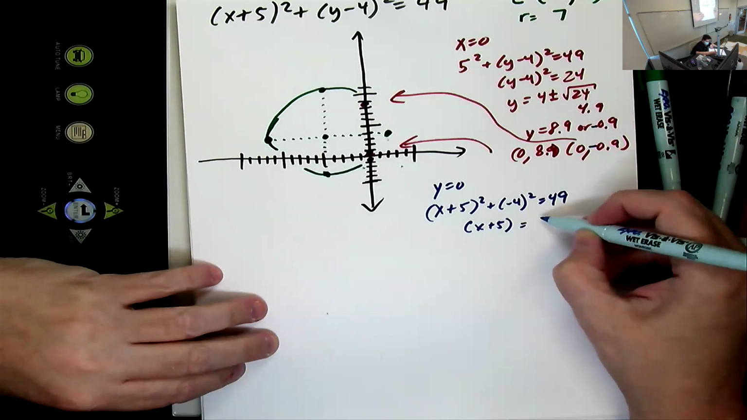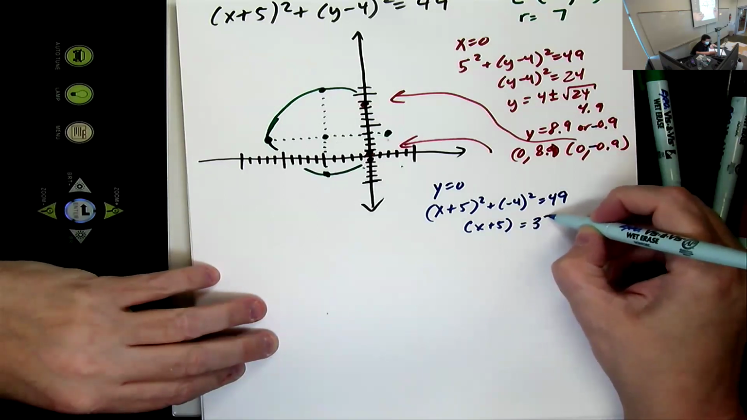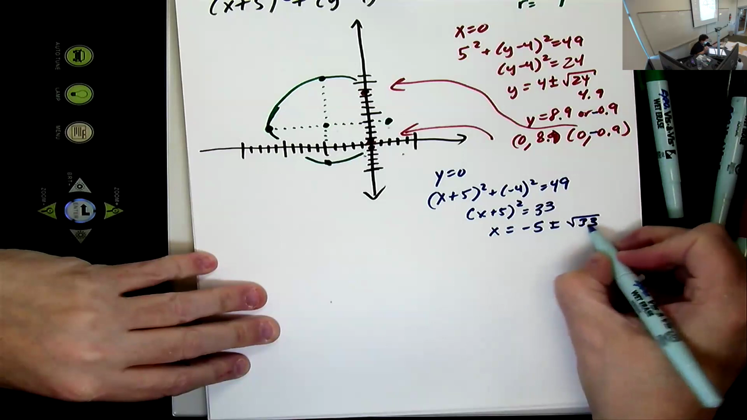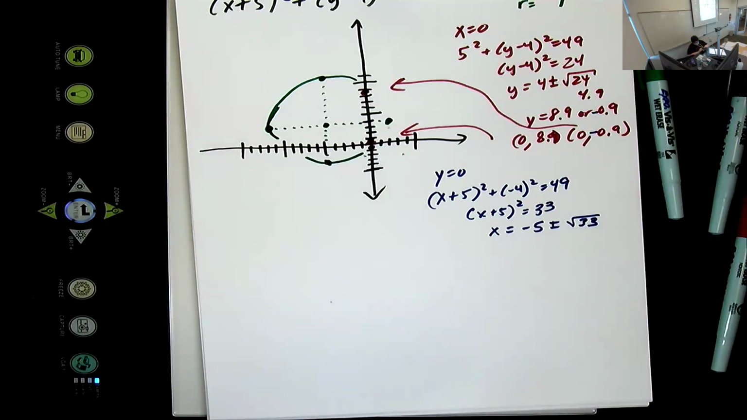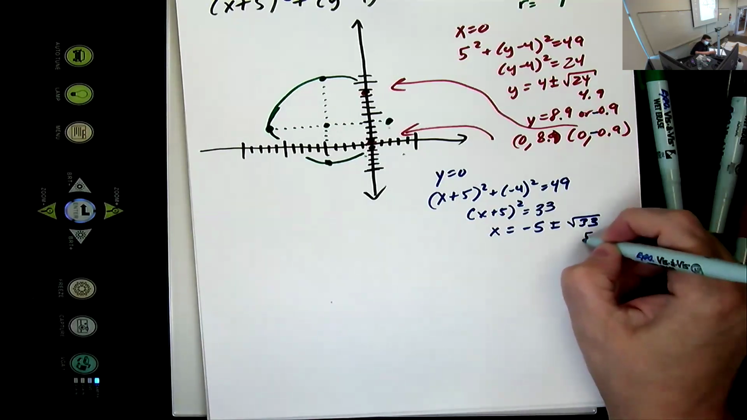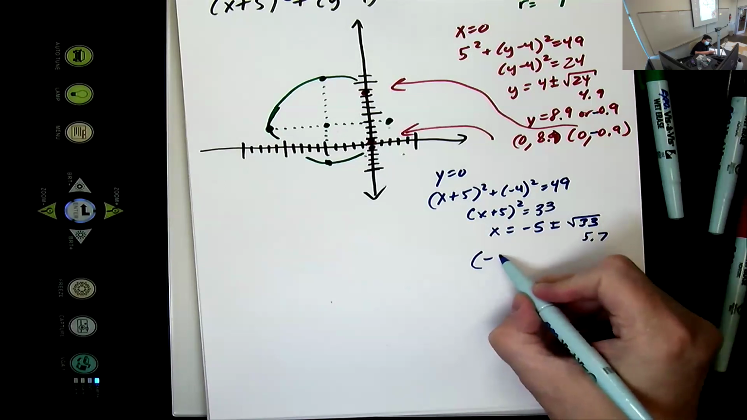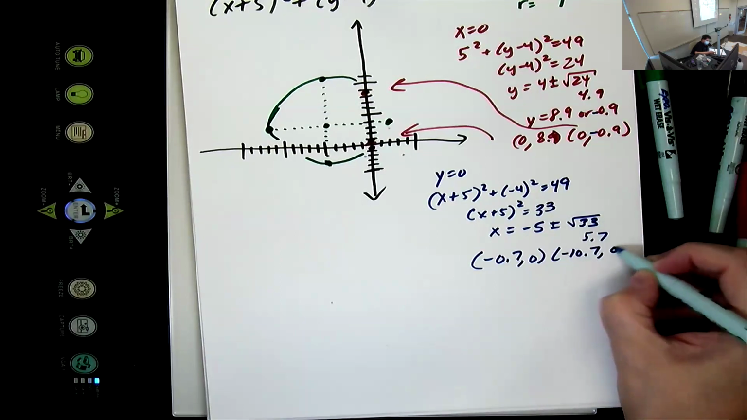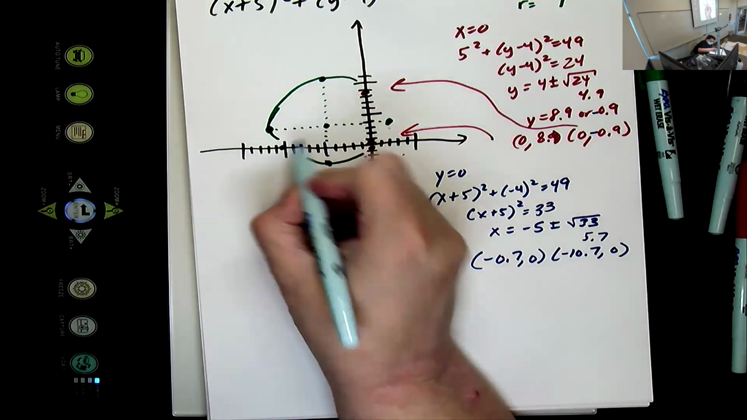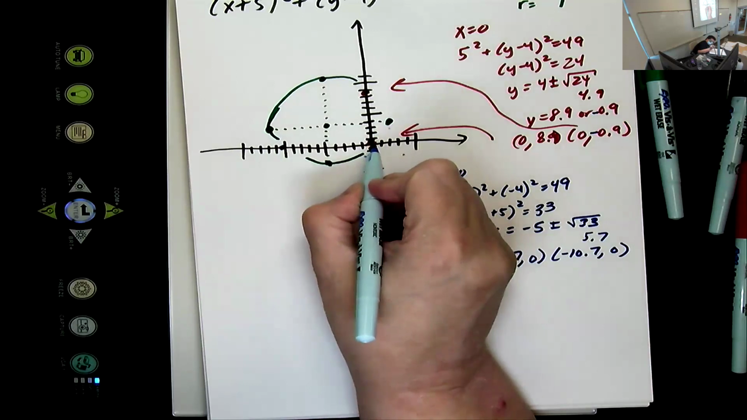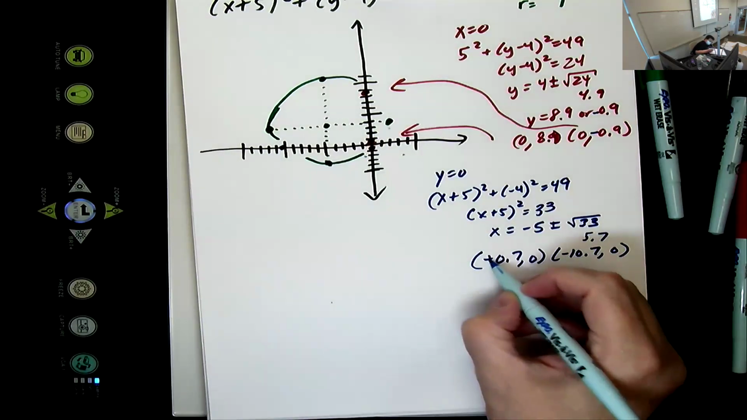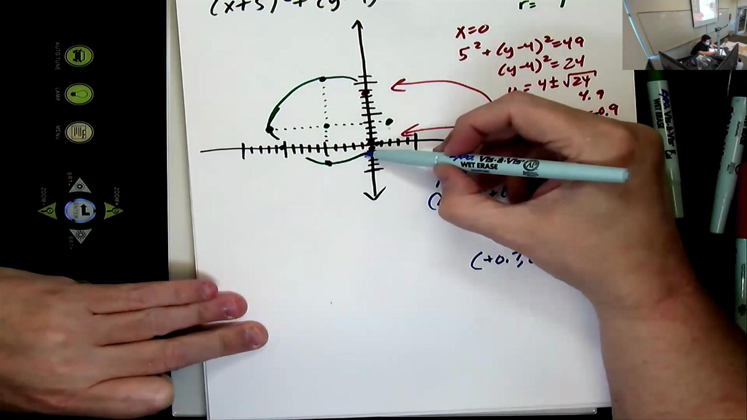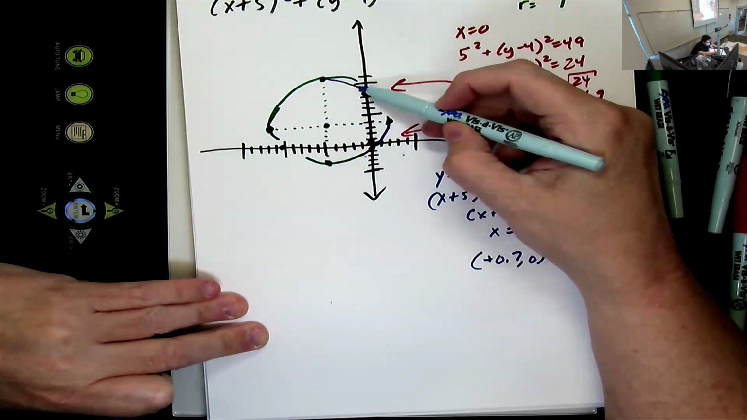I got 49 minus 16 is 33. It's gotta be close to 6, 5.7 or so. Square root of 33 is 5.7. So negative 0.7, comma 0, or negative 10.7, comma 0. Wait, positive 0.7. And I could finish connecting my dots. Looks like I swung a little too high up there.